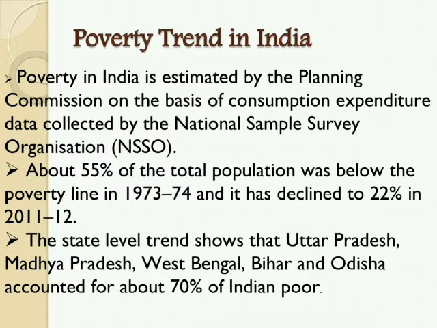Poverty trend in India. Poverty in India is estimated by the Planning Commission on the basis of consumption expenditure data collected by the National Sample Survey Organization. About 55% of the total population was below the poverty line in 1973-74, and it declined to 22% in 2011-12. The state-level trend shows that Uttar Pradesh, Madhya Pradesh, West Bengal, Bihar and Odisha accounted for about 70% of Indian poor.